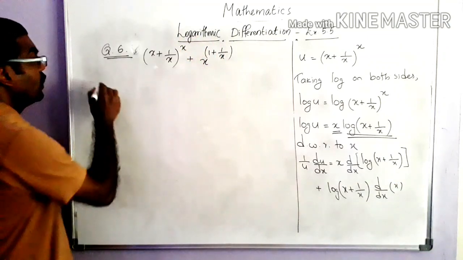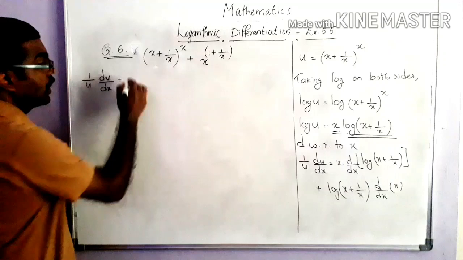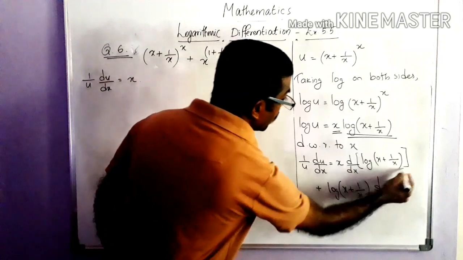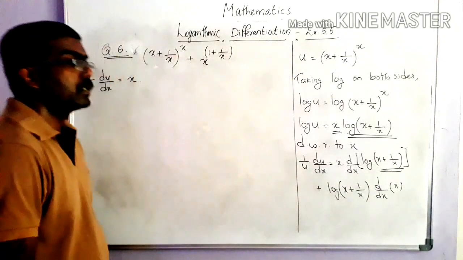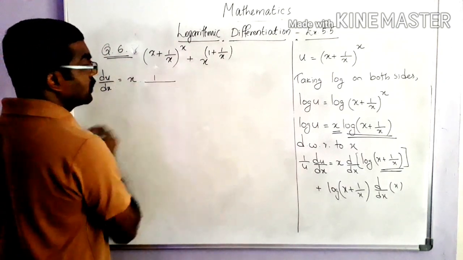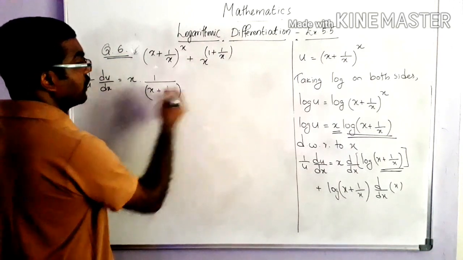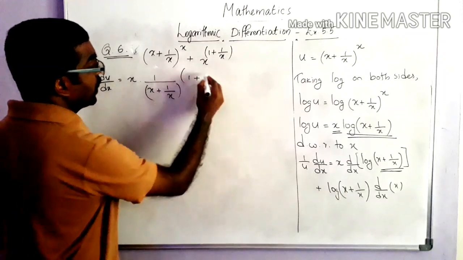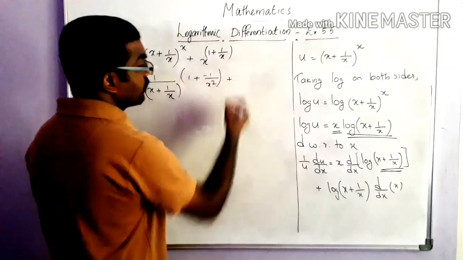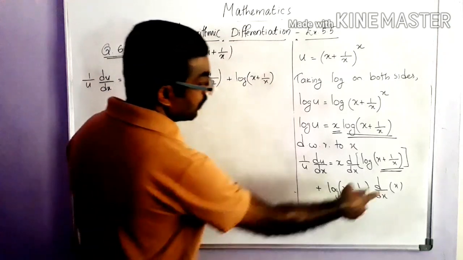Okay, that is 1/u into du/dx is equal to, here x into the derivative of log, where instead of x the term is x + 1/x. So first you can treat it as a single term, so the derivative of log is 1/(x + 1/x). Now the derivative of this term: the derivative of x is 1 and the derivative of 1/x is minus 1/x squared. Clear? Then plus the second function, that is log (x + 1/x) into the derivative of x, which is 1.